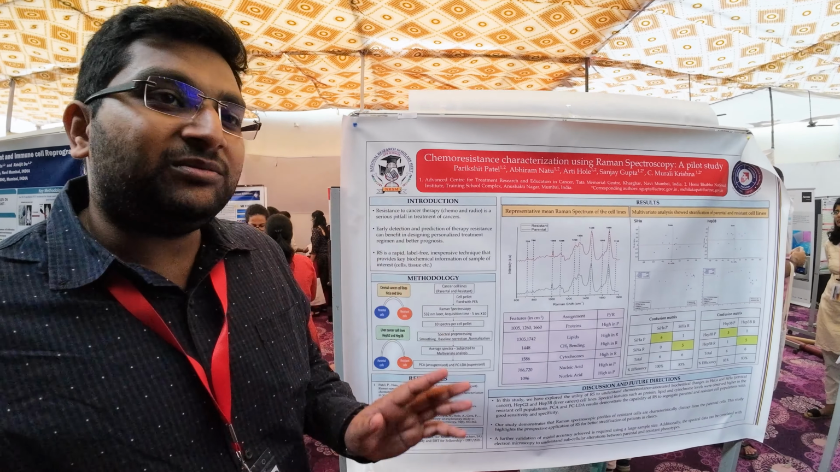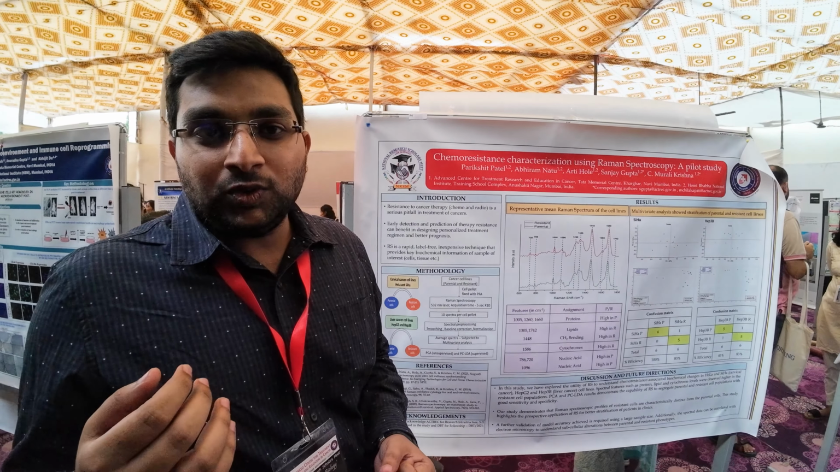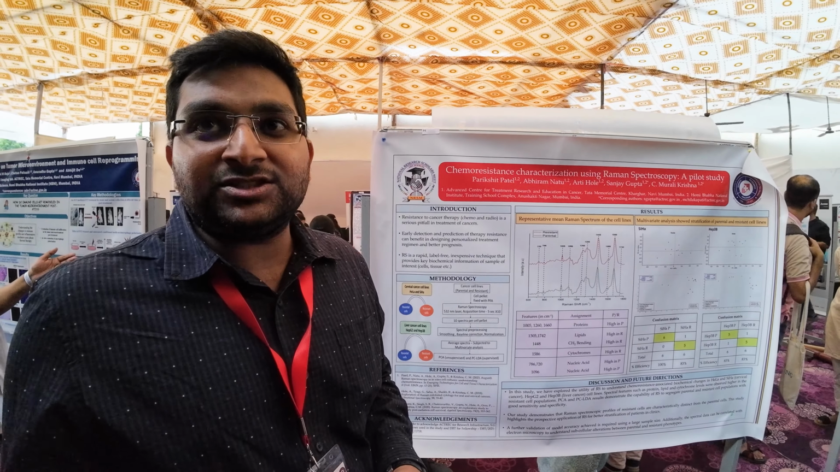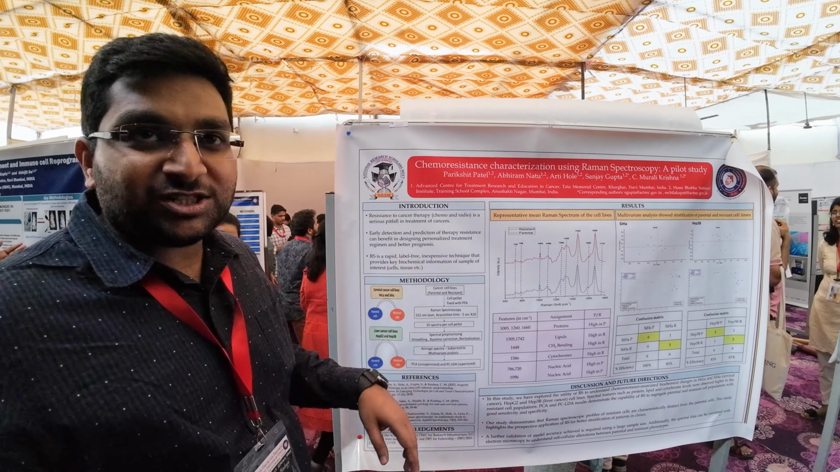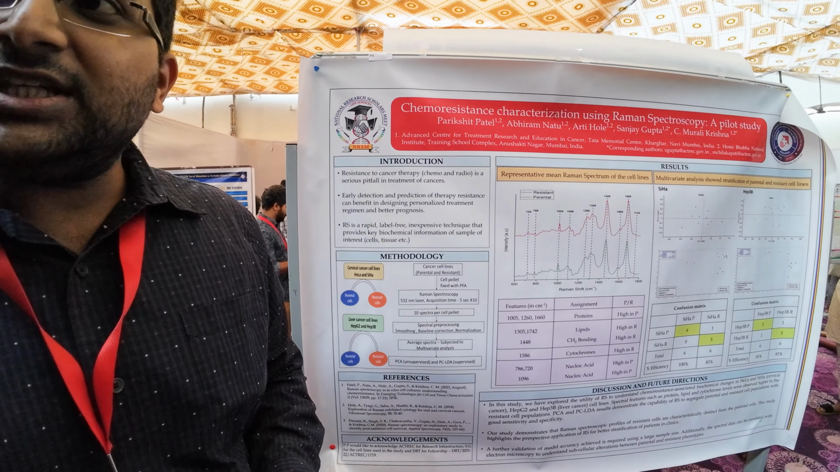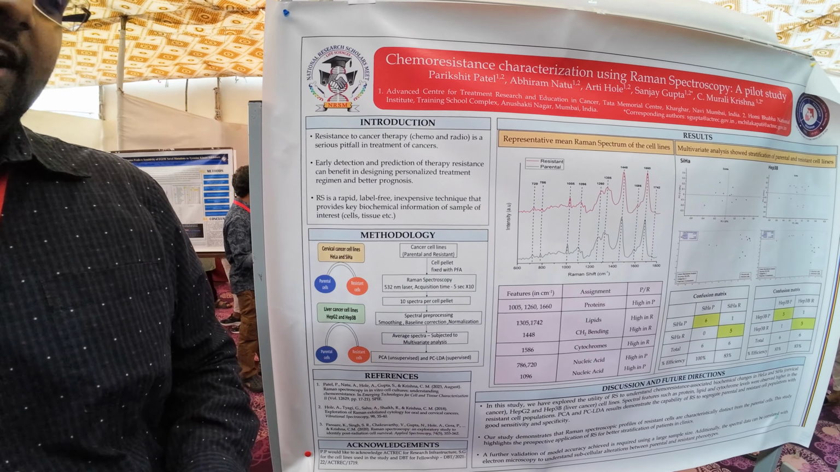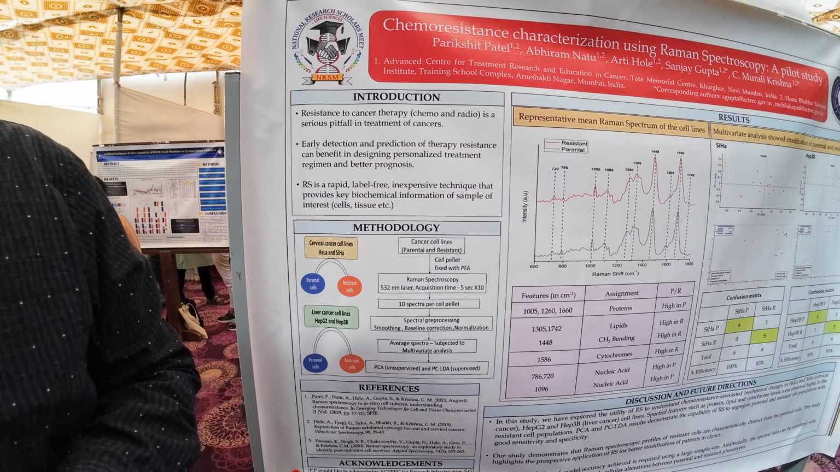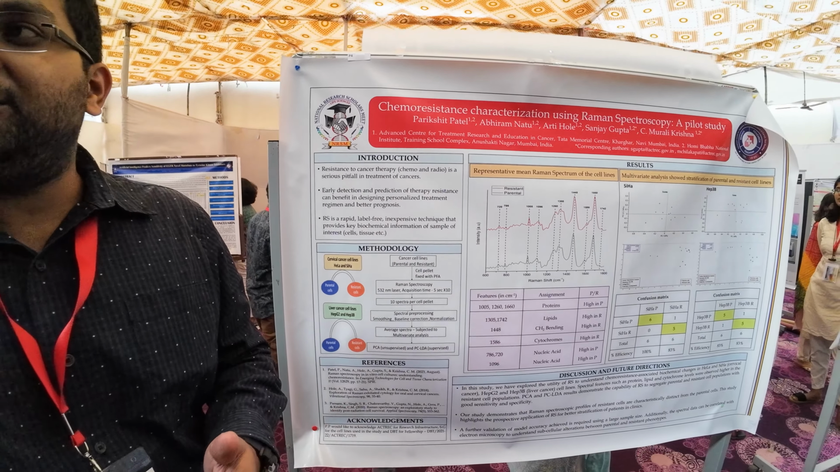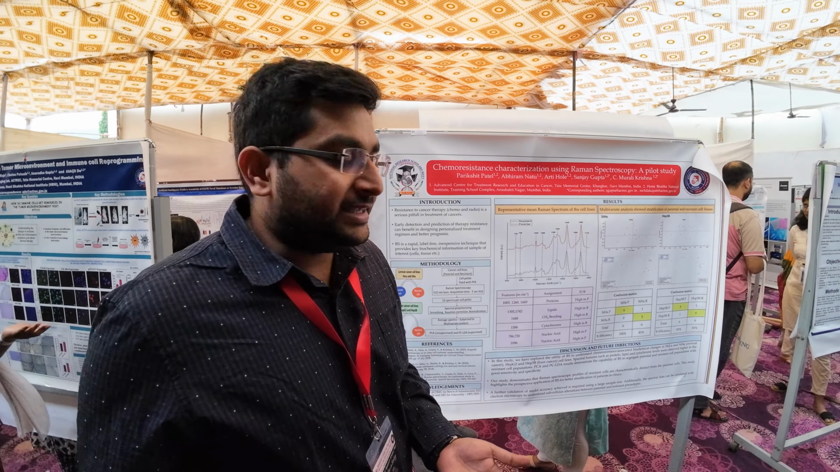There are several methods that people explore to understand and develop strategies for early prediction of chemoresistance. And one such method is Raman spectroscopy. The advantage of using Raman is that it's a rapid, label-free technique. And it's an inexpensive technique which provides biochemical information of the sample of interest. So it can be a cell, biofluid, anything.